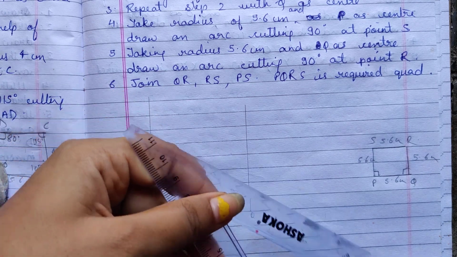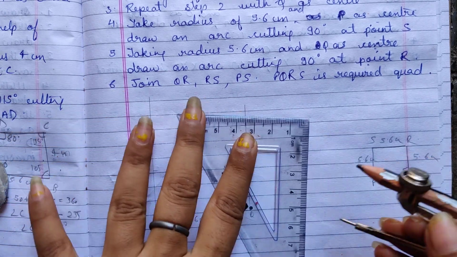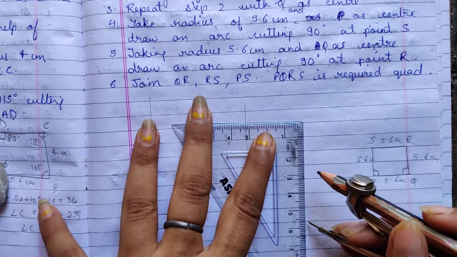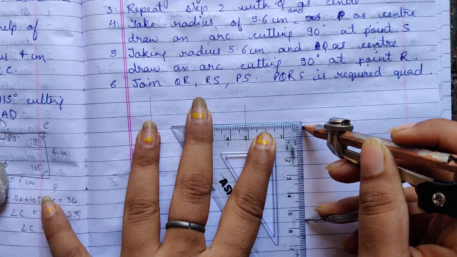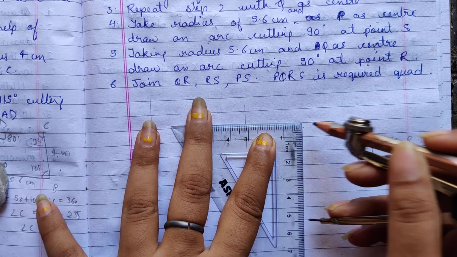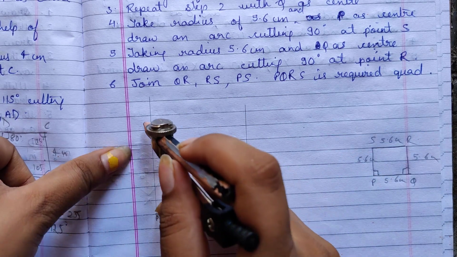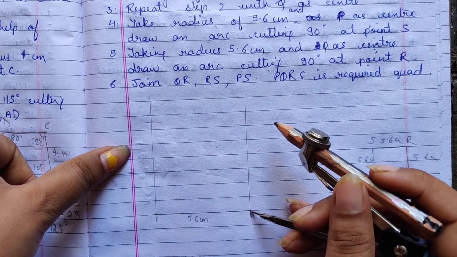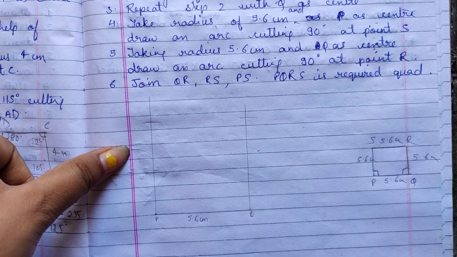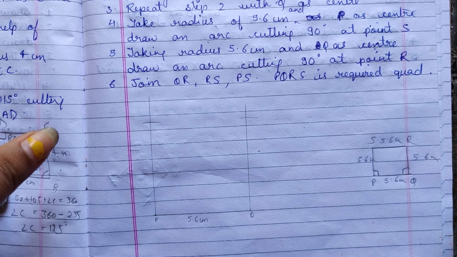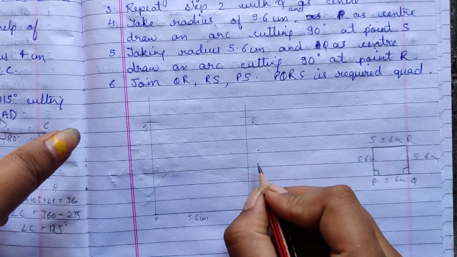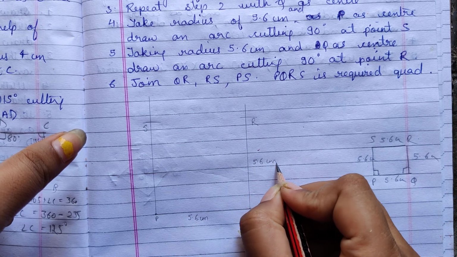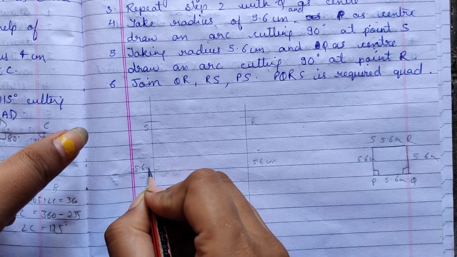So take your compass and take radius of 5.6 centimeter on the compass. So this is 5.6 centimeter. Keep it at P and draw an arc. Similarly keep it at Q and draw an arc. This is the fixed point, this is R and this is S, and both are 5.6 centimeter each.